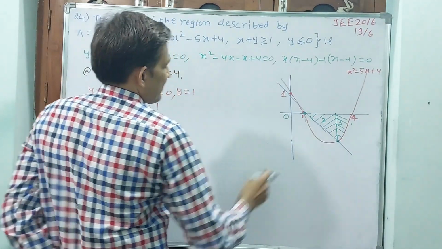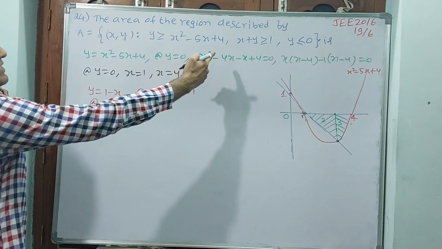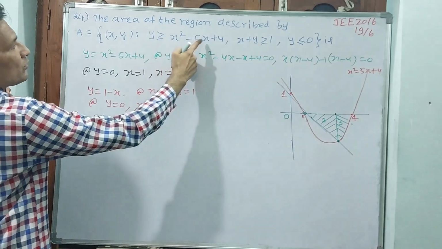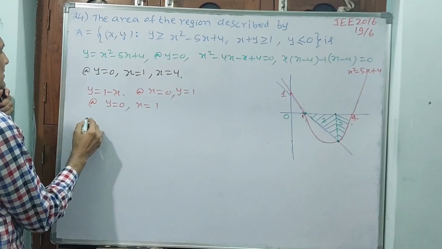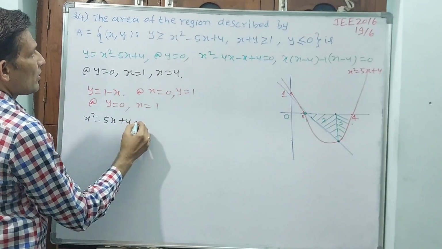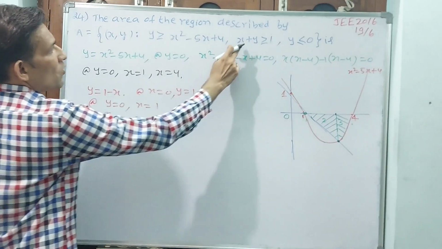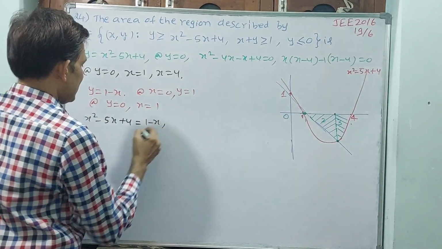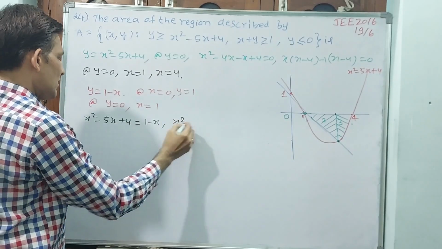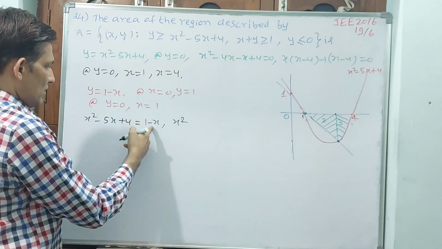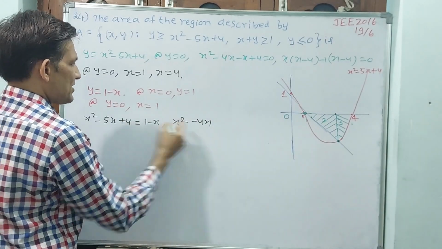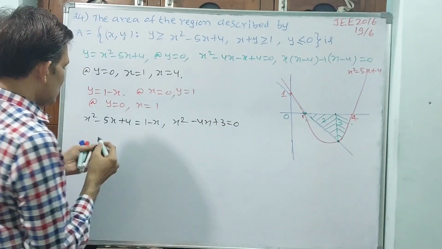Intersection at where? See, I will substitute this inside. Because y is equal to 1 minus x, you substitute 1 minus x here in x square minus 5x plus 4. Y is equal to 1 minus x, now substitute here. Plus x. X square minus 4x plus 3 equal to 0. Okay. Now you solve this.